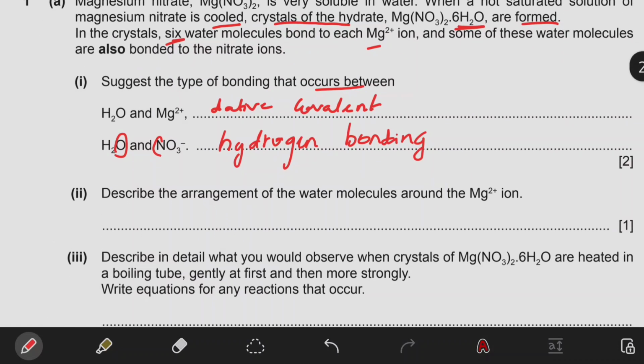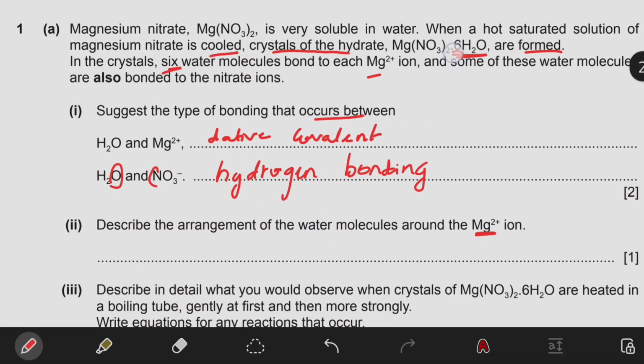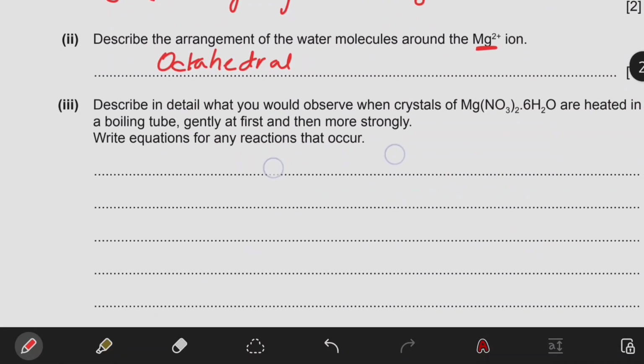Moving on, describe the arrangement of the water molecules around the magnesium ion. If you look at this, there were 6 molecules of water, so they would give an arrangement of octahedral, right?